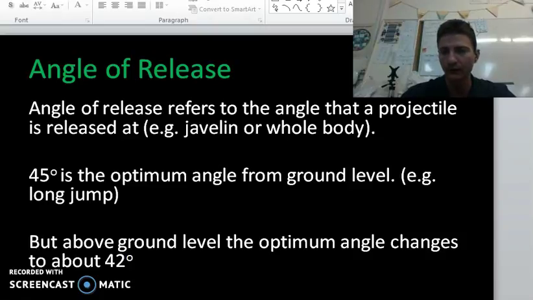So yeah, 45 degrees is the optimum angle from ground level, but once you get above ground level, the optimum angle changes to about 42 degrees. That's because as soon as you raise that height above ground level, you already have time for the projectile or the object to drop to the ground. So you don't need that vertical angle, you need more of that horizontal angle.